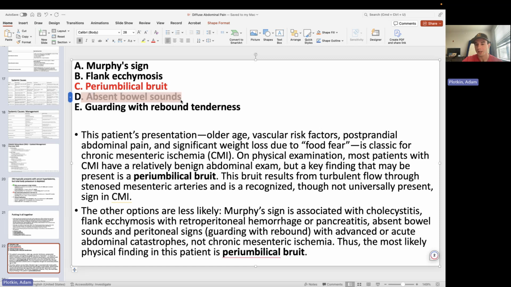None of that. I'm not worried about that. Absent bowel sounds. We're not worried about anything that could cause absent bowel sounds in this patient. Those would be more like peritoneal type signs, along with guarding and rebound tenderness, right? With absent bowel sounds and guarding and rebound tenderness, I'm thinking about severe acute surgical abdomen problems, right? This guy seems pretty stable. I'm not worried about those. So the right answer must be periumbilical bruit.